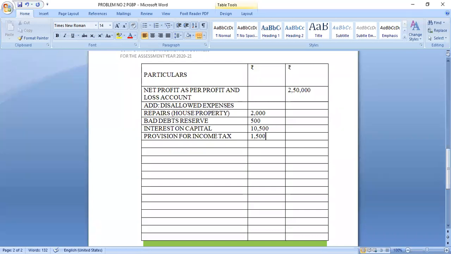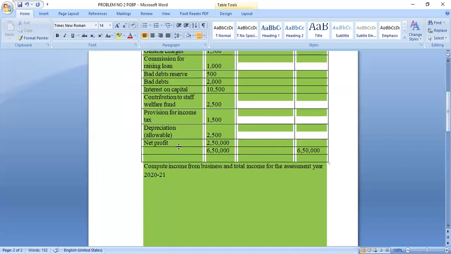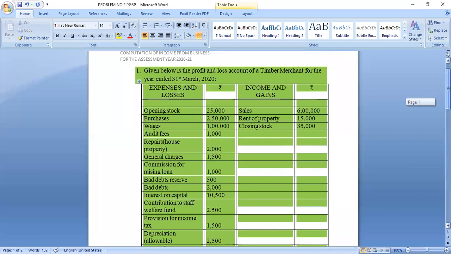Okay. Next one is depreciation. It is mentioned as allowable because depreciation is allowed. Now, what we have taken, we added all the disallowed expenses. We have taken repairs as disallowed, not concerned with business. We have taken batteries as disallowed, meaning any anticipated losses are not taken as business expenses.